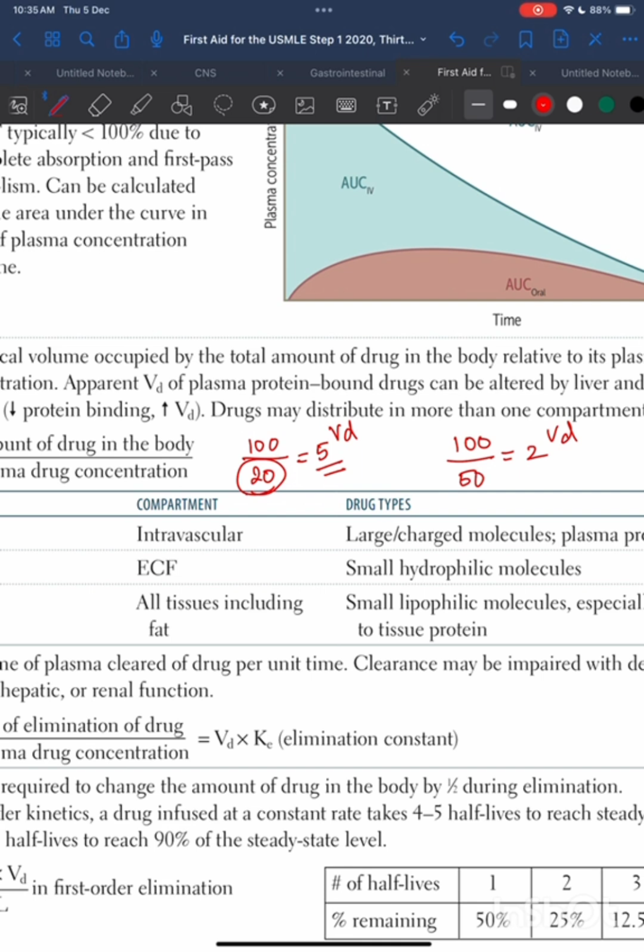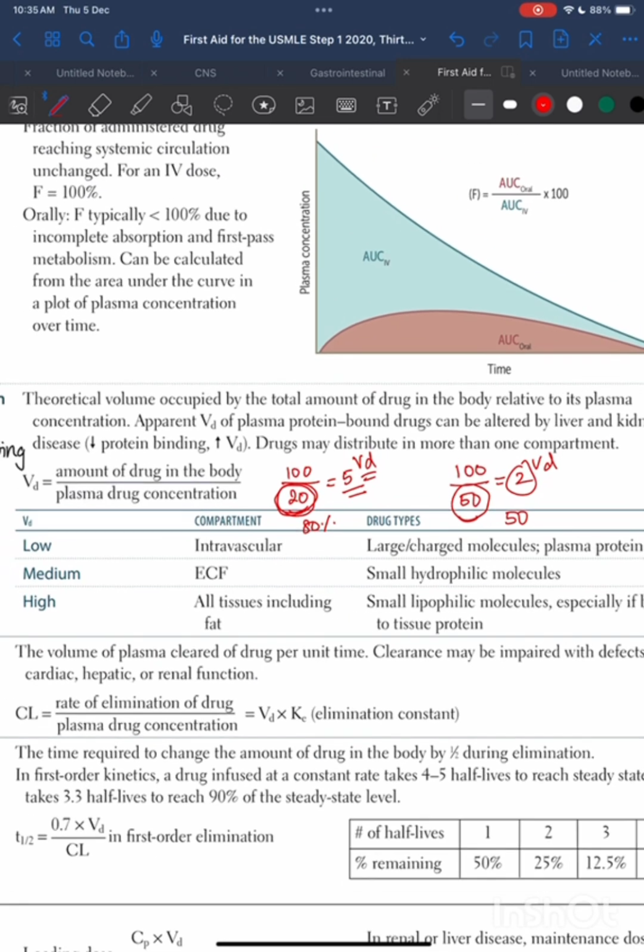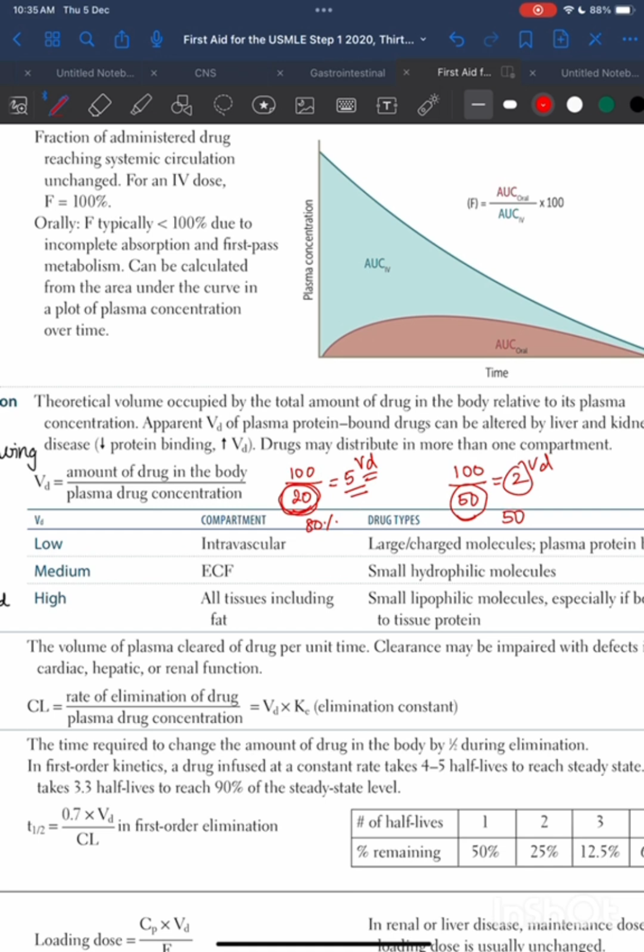In 100, only 20% is present in the blood, and the remaining 80 has entered into the tissue. So there is more volume of distribution. If the volume of distribution is low, it means more amount of drug is in the plasma and less amount of drug is getting into the tissue. So this is about volume of distribution. This is what they have discussed here: low, medium and high.